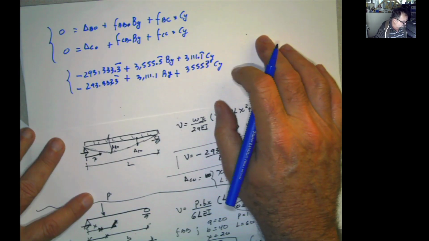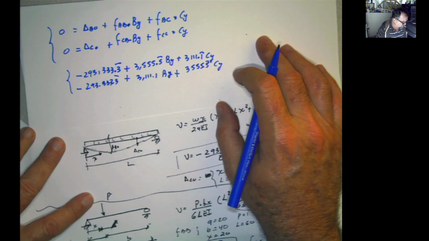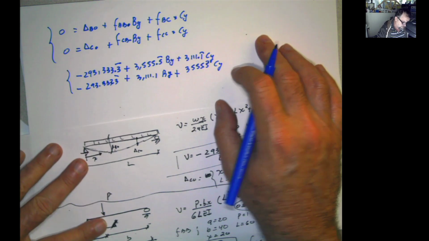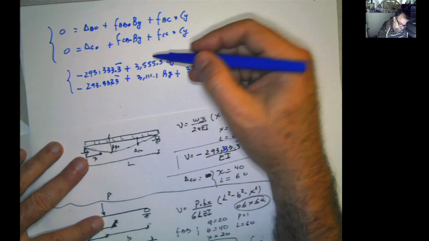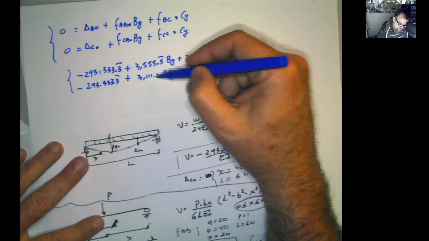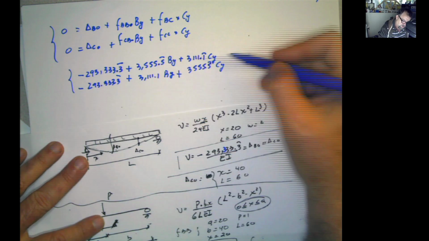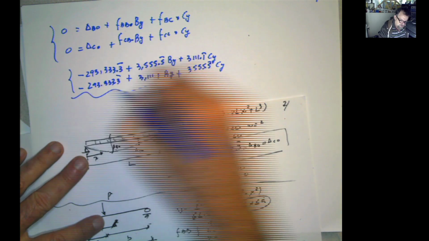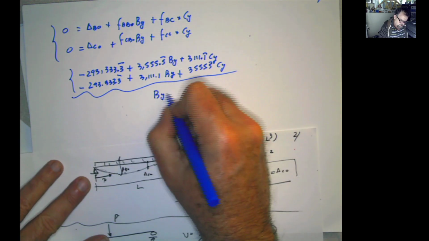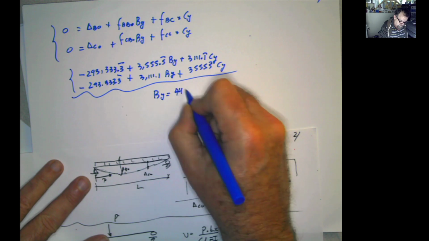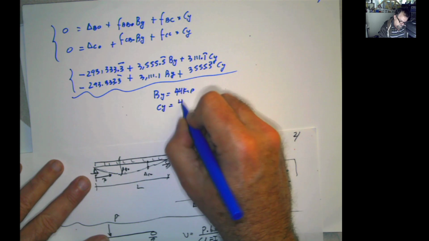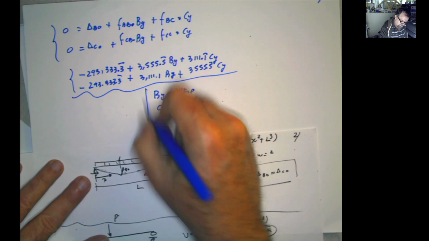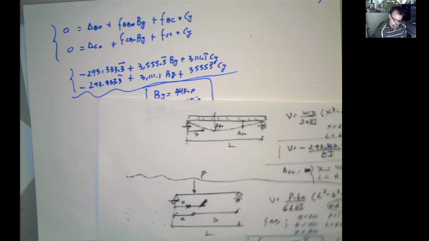How do you solve that system? I don't know. Whatever you feel like solving the system. You can multiply, you can divide. If you want to eliminate this one here, you just multiply this by negative 3111 divided by 3555 everywhere. And you can use your calculator, you can solve it, but at the end, you're going to get that BY is 44 kip. And CY is also 44 kip. And those are our redundants.